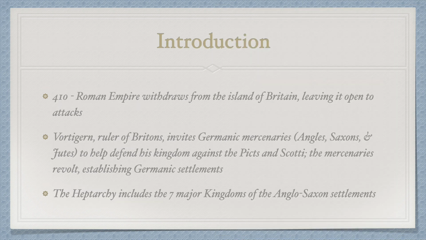In 410, the Roman Empire, unable to defend itself against Germanic tribes expanding in Western Europe, withdrew from Britain, leaving it open to invaders. Vortigern, the ruler of Britons, invited Anglo-Saxon and Jute mercenaries to help defend the kingdom against the incoming Picts and Scotti. The mercenaries revolted, establishing their own settlements, which would develop into small kingdoms and eventually be referred to as the Heptarchy. Pam Crabtree of Princeton University said that the 5th century was one of the most significant events in British history since it resulted in profound changes in settlement patterns, in political organization, and in language.